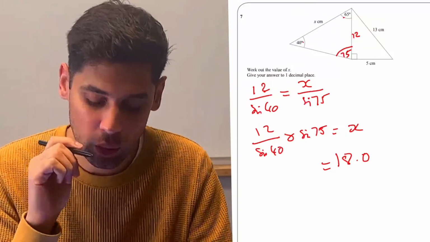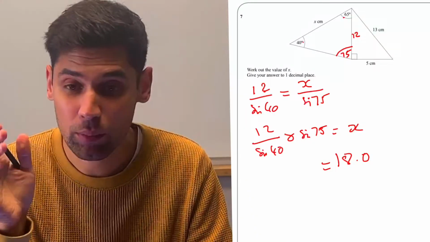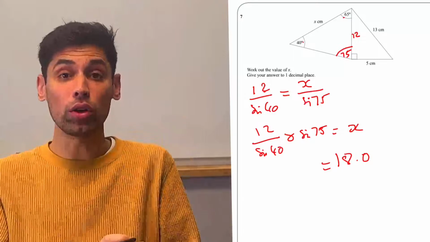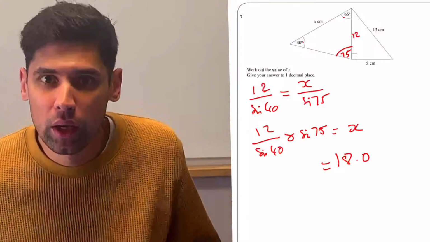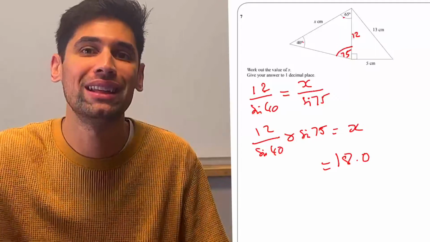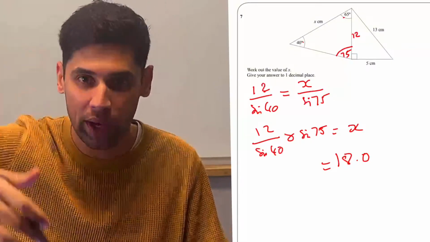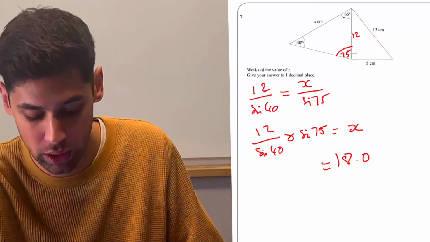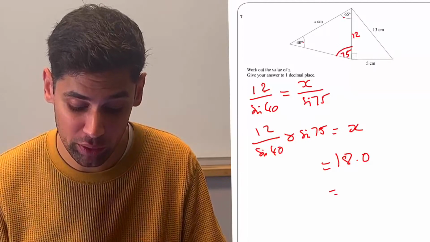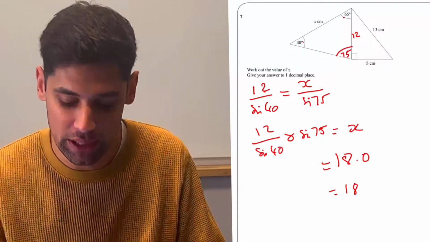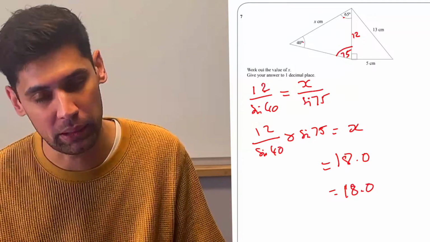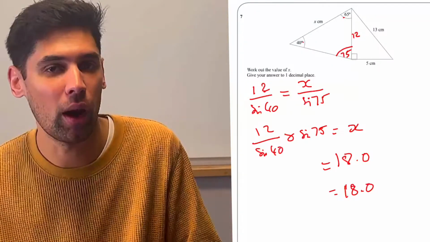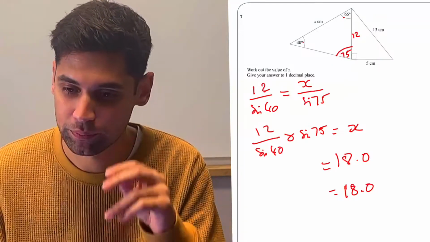Now, the question says one decimal place. It's 18.0 to one decimal place, but you have to put the 0. You have to write the 0, even though 0 means nothing, because by putting the 0, you're showing the examiner, I know that the one decimal place number afterwards is a 0. So although the answer is also equivalent to 18, you have to put the 18.0 so you can say, look, mate, I know what's happening. I know I've rounded it correctly. There is a 0. I'm going to show you. You have to do that.